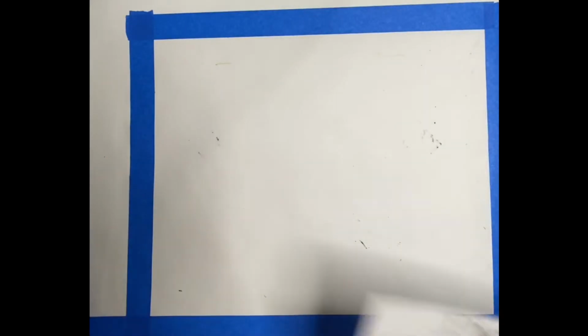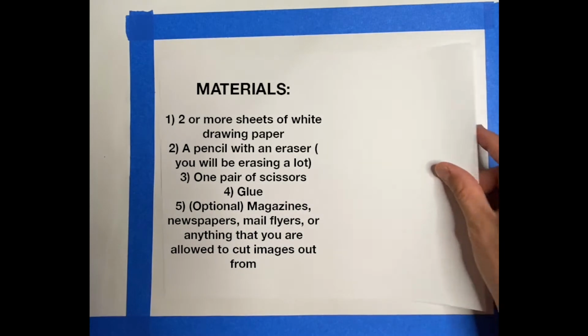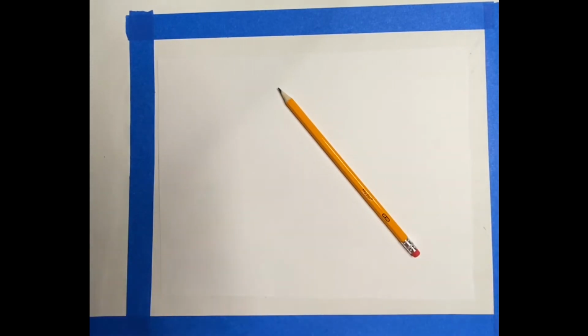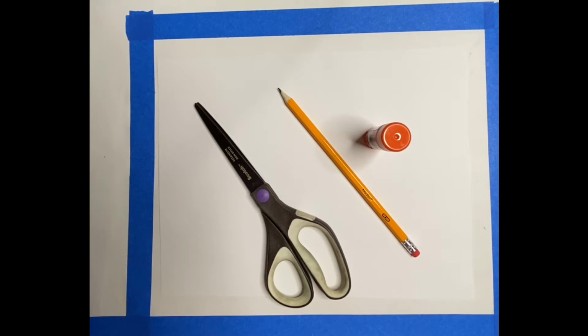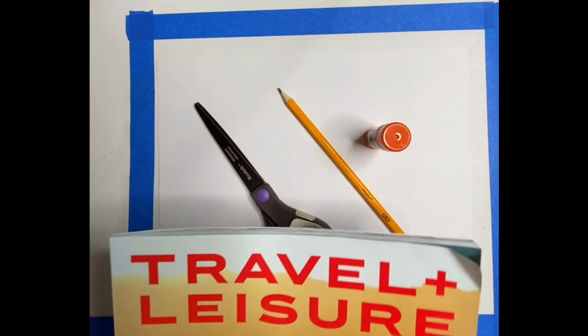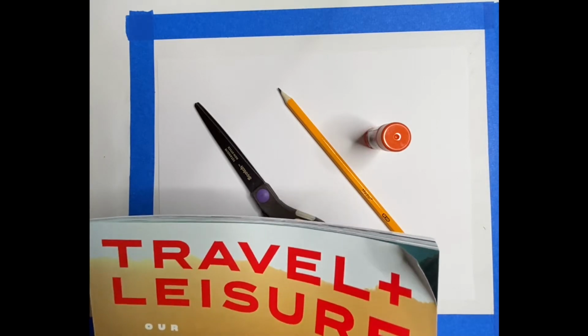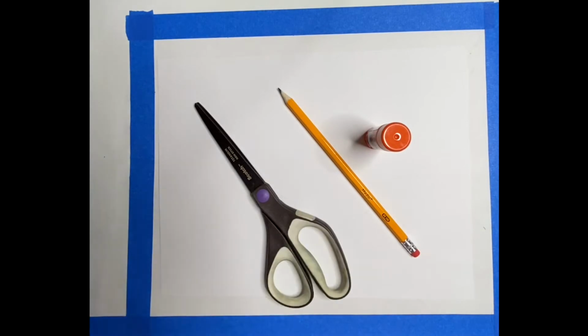Now for this project, you're going to need some supplies like paper, just a pencil for today, scissors, and a glue stick, and something to cut images out of. I'm going to be using this magazine that I have lying around the house. You can use a newspaper. This is optional, by the way, and I'll talk about that when we get to that point.